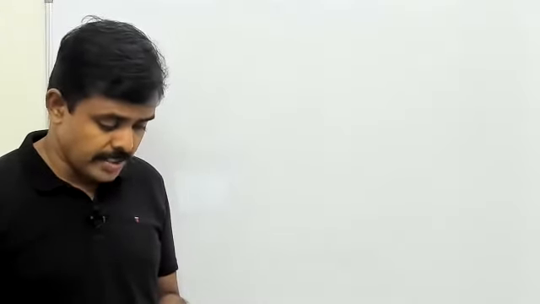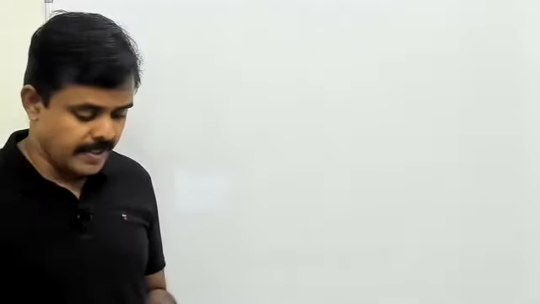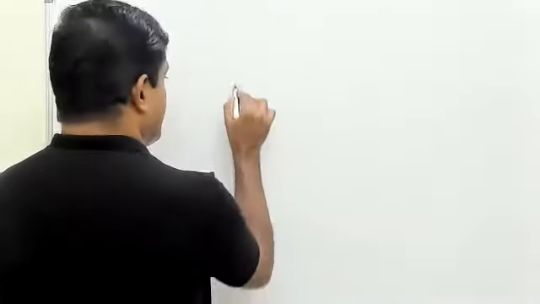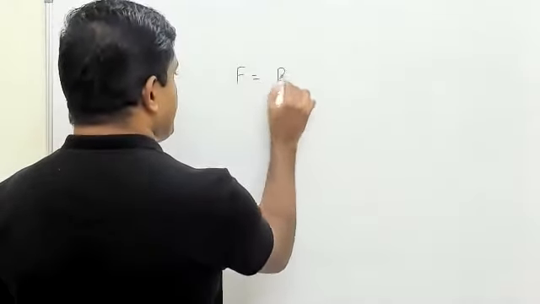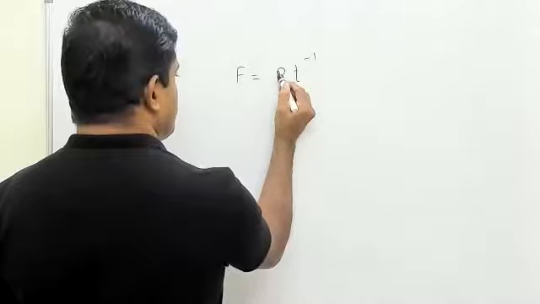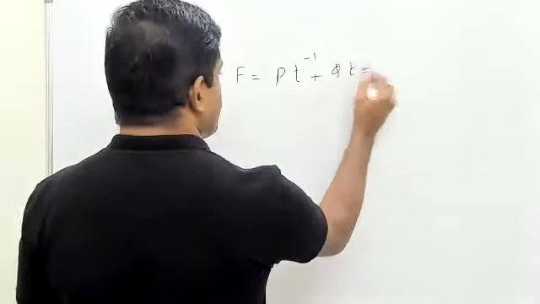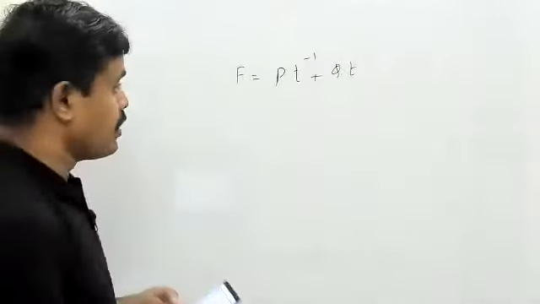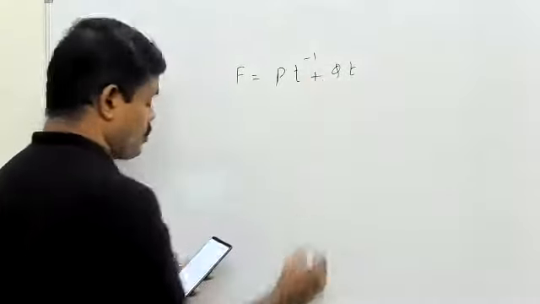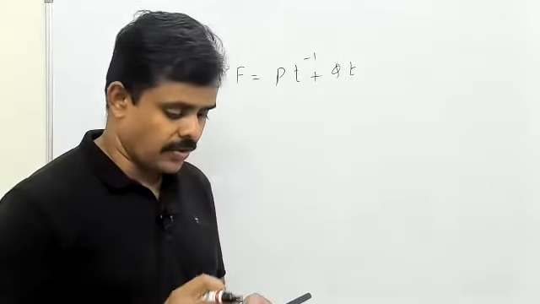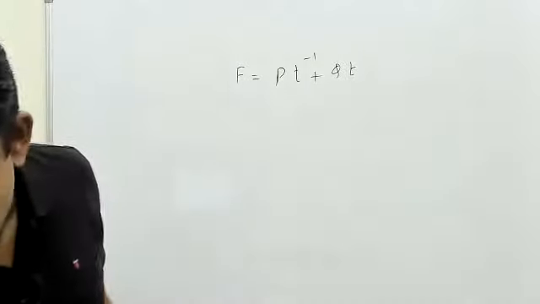Okay, so take the paper again. We will start with question number 1. Read question number 1. Given that force is given by F is equal to Pt raised to minus 1 plus Qt, where t is the time. The unit of P is the same as that of the unit of... you have to find the unit of P.